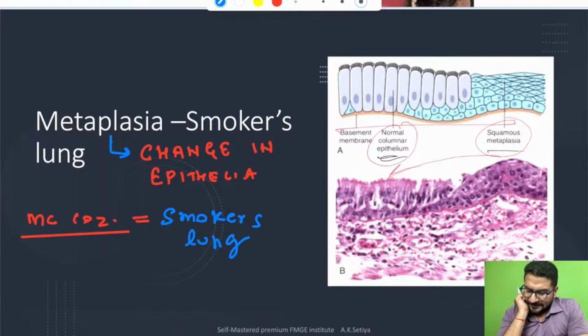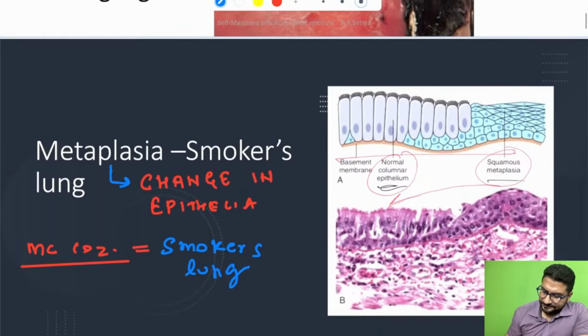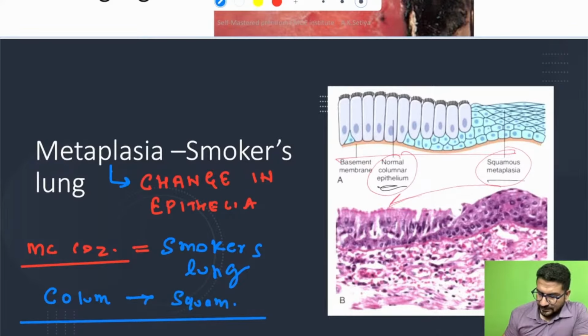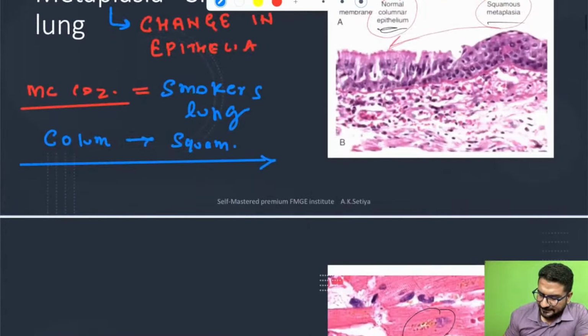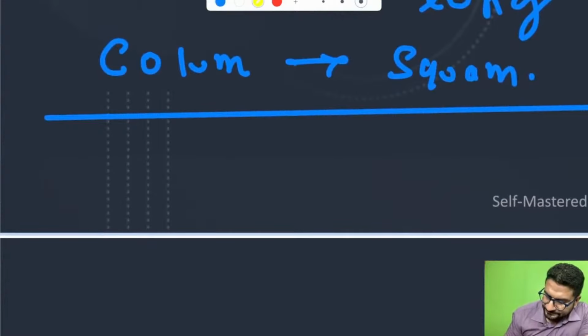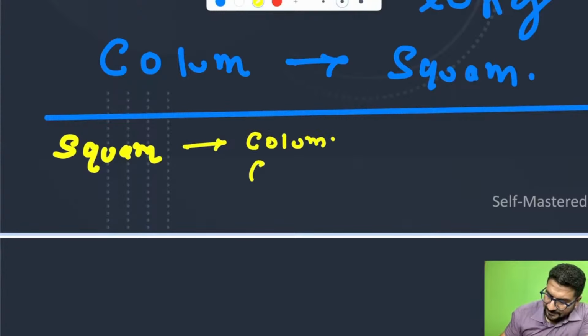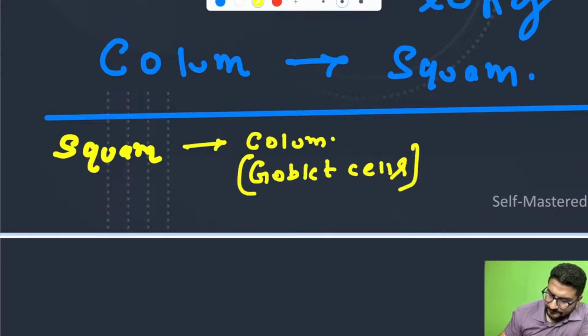Done? So what happens in smoker's lung? Understand this thing. This is columnar epithelia. This will convert into squamous. इसका exact उल्टा, just exact opposite of this. Squamous is converting into intestinal type of columnar. That is something which we see in Barrett. So exact इसका उल्टा means squamous epithelia will convert into columnar. And this columnar is special because here you will find goblet cells. And this is called intestinal type of columnar epithelia.